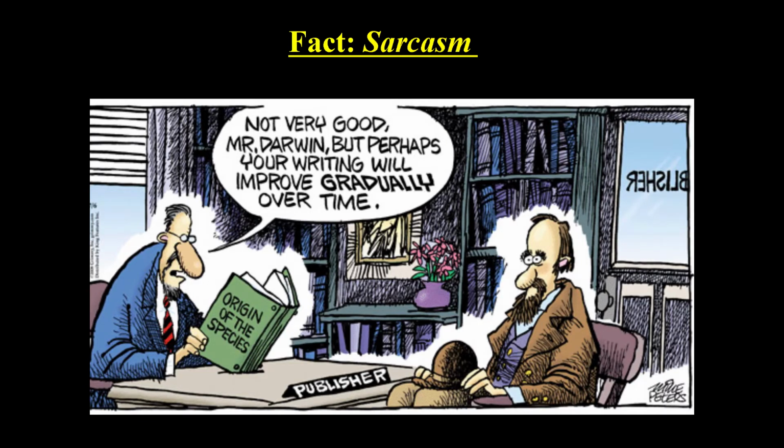Darwin's ideas have been treated with sarcasm. So here's Darwin taking his book to a publisher, and the publisher says, not very good, Mr. Darwin, but perhaps your writing will improve gradually over time. So this is essentially alluding to the idea that Darwin said that life evolves gradually over time. And Darwin has repeatedly been the butt of jokes like this to challenge his ideas about how life might have evolved. Here's another one.